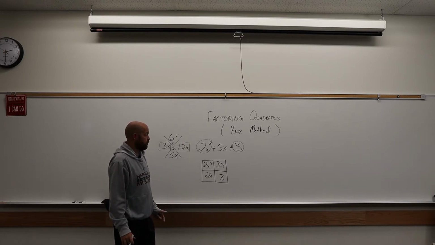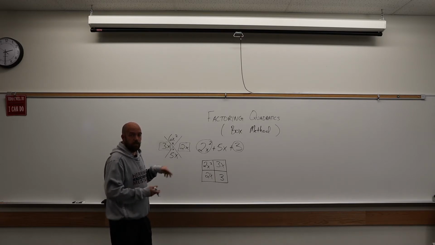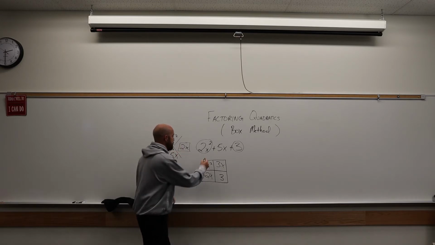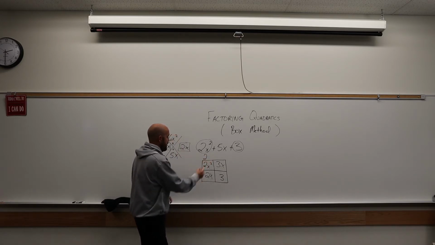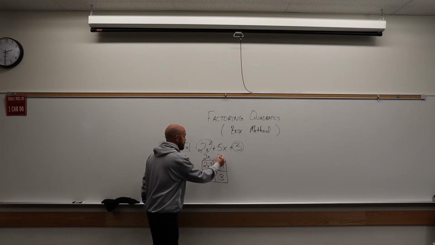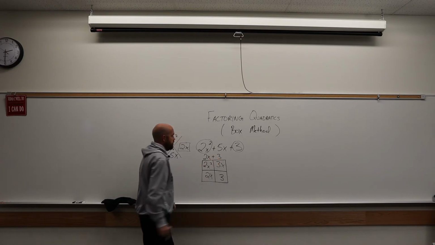Now what we're going to do is take the GCF of each column and each row. So if I take the first column, it looks like they have a 2 in common and they have an x in common. Then I go to the next column. Looks like they have a 3 in common. And it was a positive 3, so I'm going to put a plus sign right here.